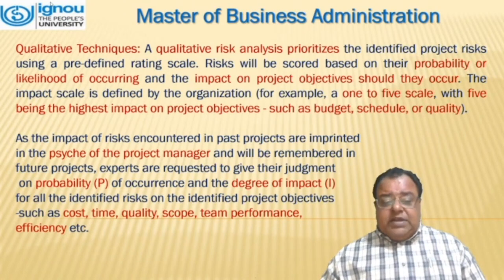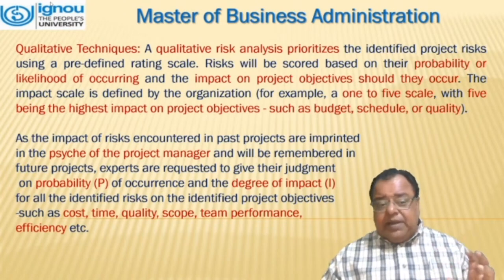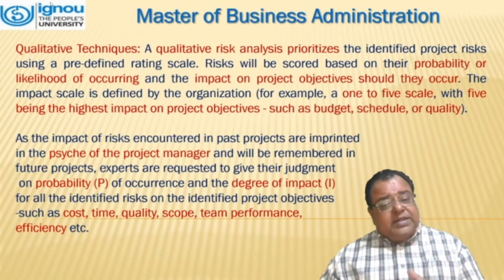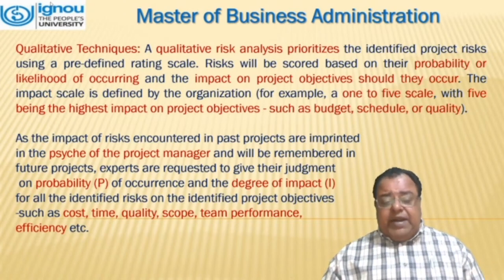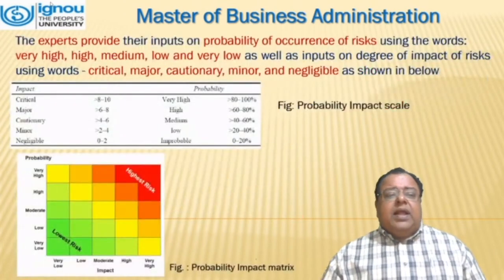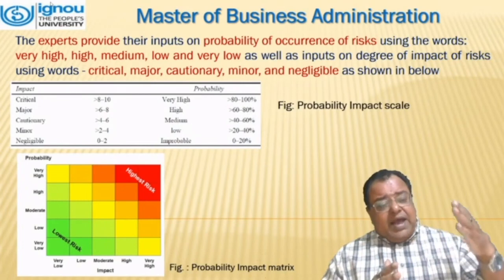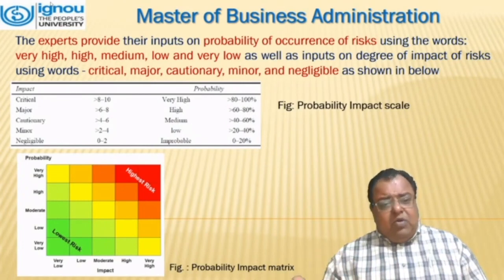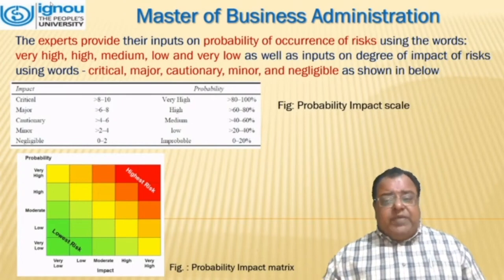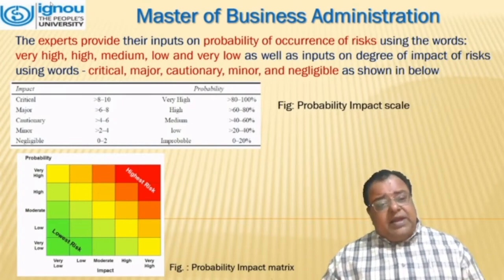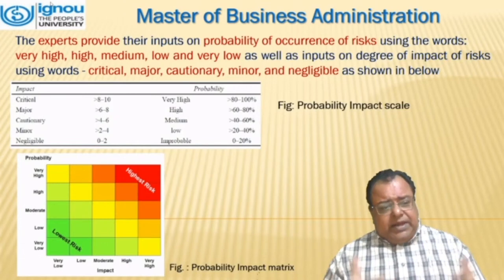Experts are requested to give their judgment on the probability of occurrence, denoted by capital P, and the degree of impact, denoted by I, for all the identified risks on the identified project objectives, such as cost, time, quality, scope, team performance, efficiency, etc. The experts provide their input on the probability of occurrence of risk using the words very high, high, medium, low, and very low, as well as the degree of impact using the words critical, major, cautionary, minor, and negligible. This is depicted in the table over here.